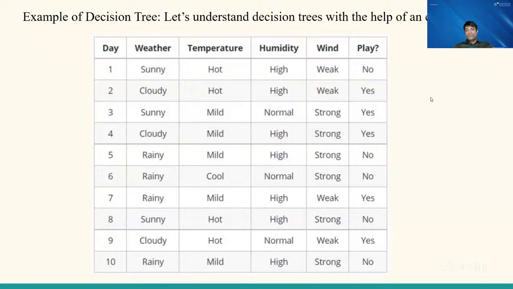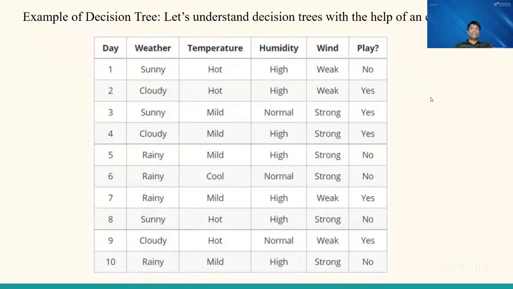Now you can see the outcome is whether the person has to go out, or let us say a child will go out and play or not. If the weather is sunny, the temperature is hot, humidity is very high and wind is weak, the child is not going to go out to play. If it is cloudy, even though the temperature is hot, humidity is high and wind is weak, since it is a cloudy day the child is going out and playing. So like this, when you have a data set and you build a model, if the weather condition on a particular day is like this, what should the child do?